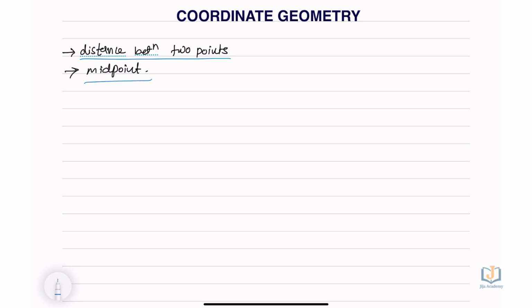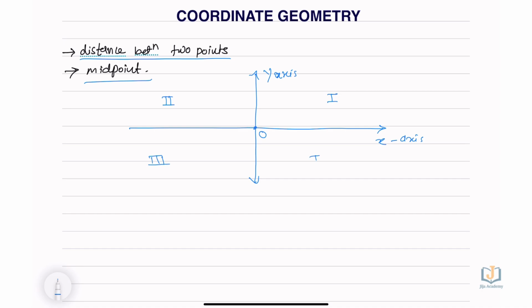Now we know that this is the y-axis, this is the x-axis. This is the origin. So this is the first quadrant, this is the second, this is the third, this is the fourth. Here plus plus sign, here minus plus sign, here minus minus sign, and here plus minus sign of the points.